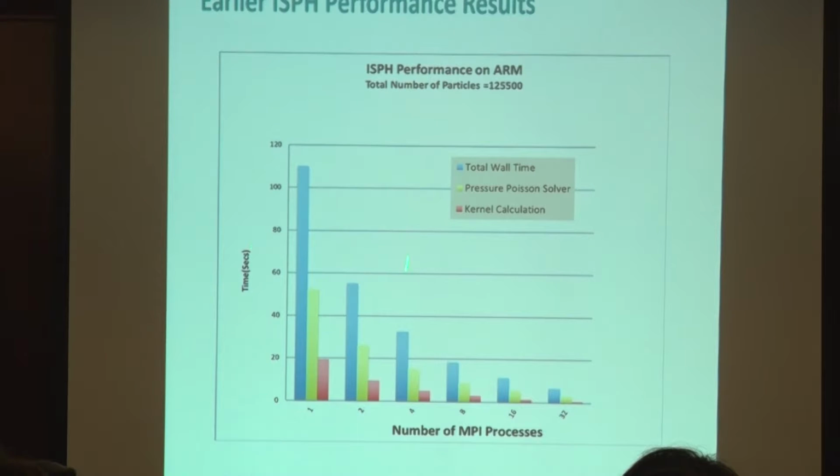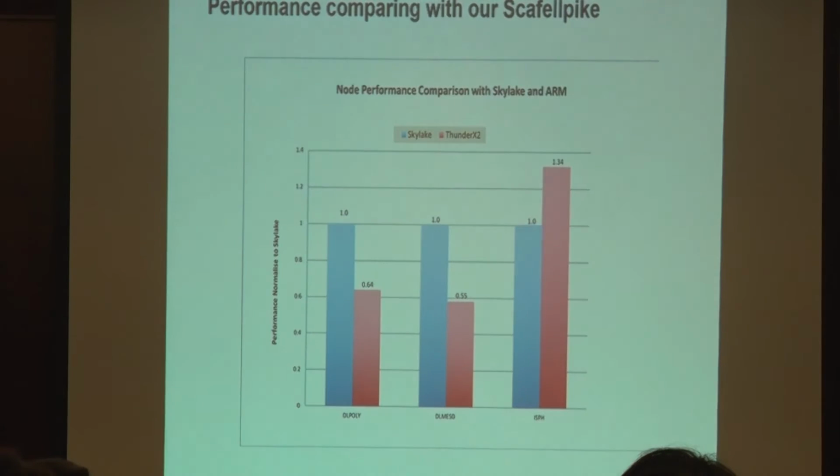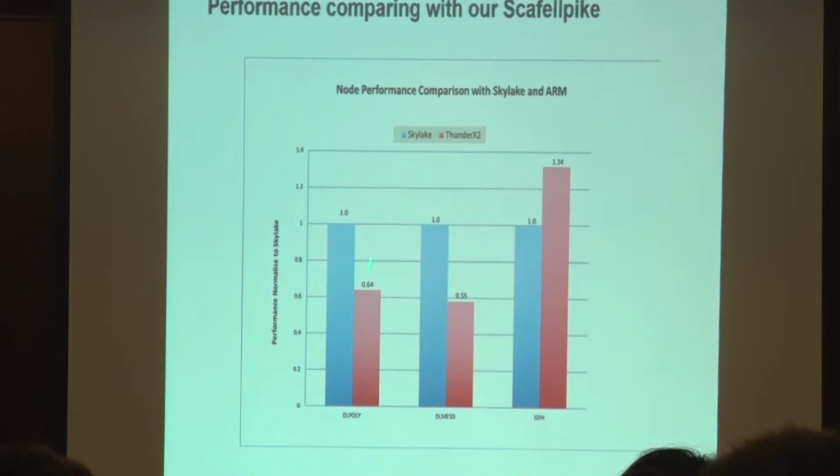Another thing is that all the scaling factors are actually quite good. But I think it's more interesting to compare with Intel-based systems. You can see DL Poly and DL Meso are okay, since they have been pretty much optimized for Intel. But for ISPH, because sparse linear solvers occupy quite a large chunk of time, ARM actually gives much better results.